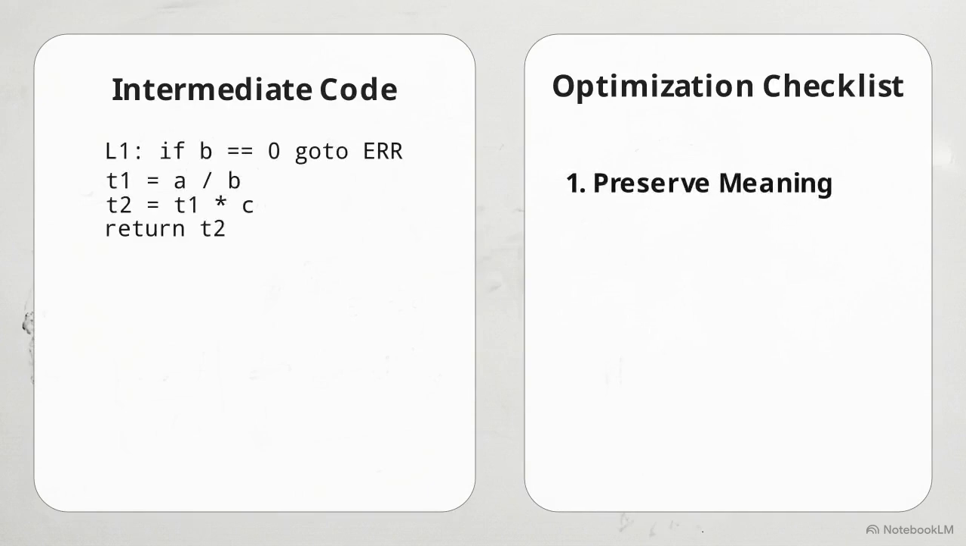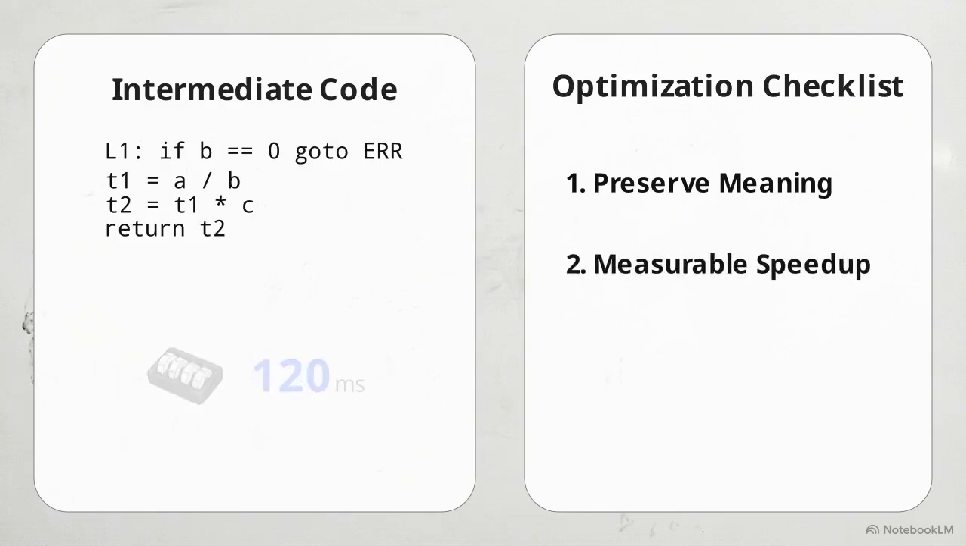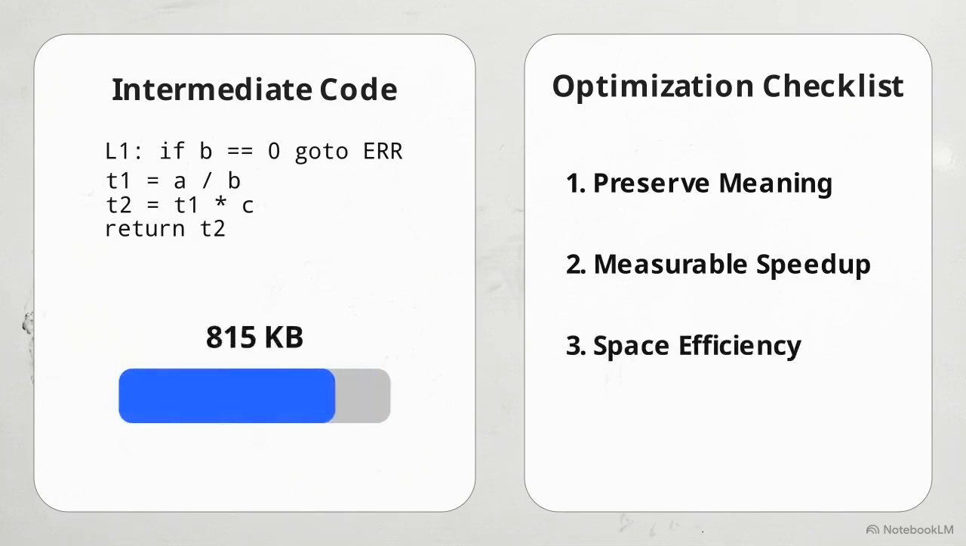The first is preserve meaning. Even edge case behavior, like division by 0, must be handled exactly like the original code. The second rule is measurable speedup. The transformation must yield a mathematically significant reduction in average execution time. Third is space efficiency. Ideally, optimization shrinks the memory footprint of the compiled code.